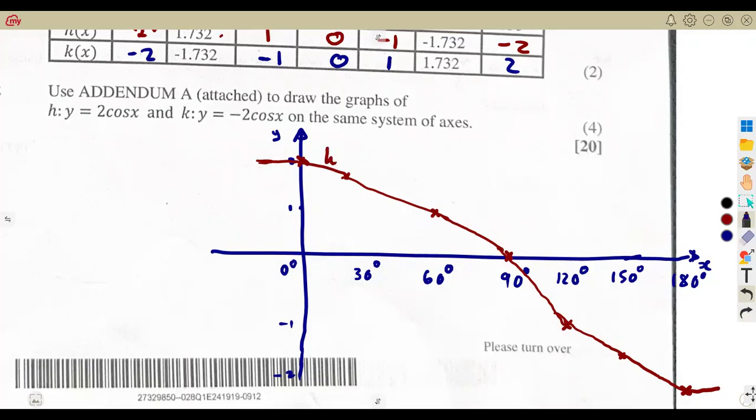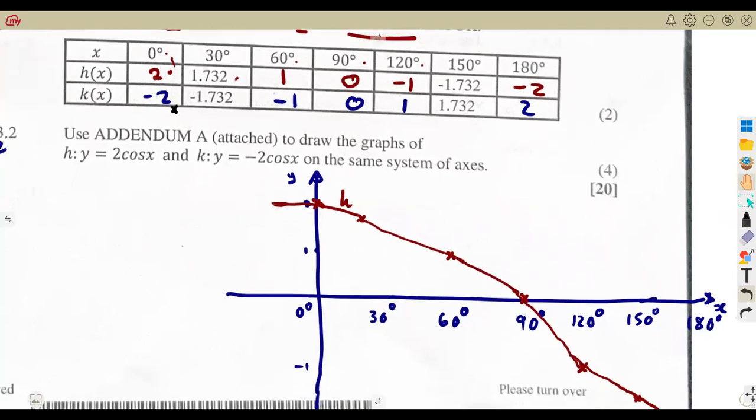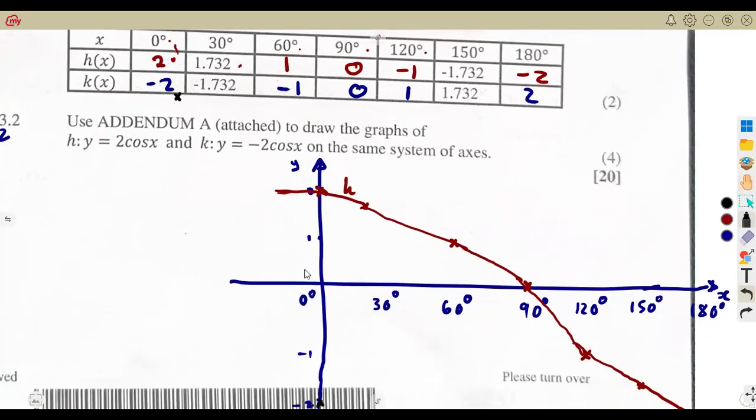You do the same thing for the KX, mark the points. This time it's going to be 0 versus -2. So that's -2 somewhere there. -1,732 at 30, somewhere there. 60 versus -1. 90 versus a 0 there. 120 versus 1 on top there. 150 versus 1,7 on top there. 180 versus 2 on top like that.